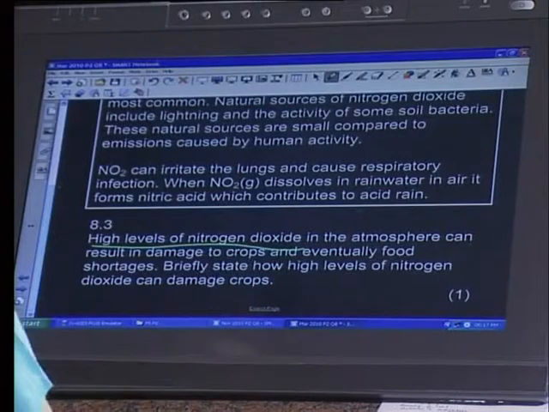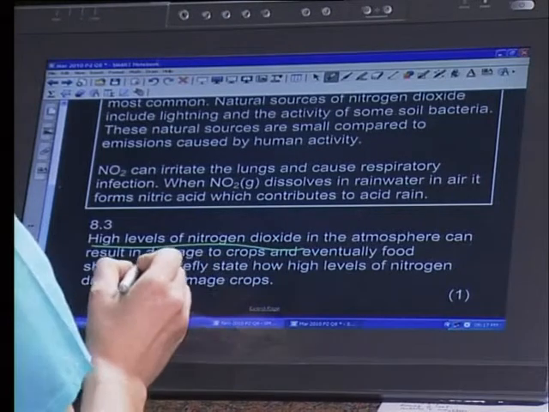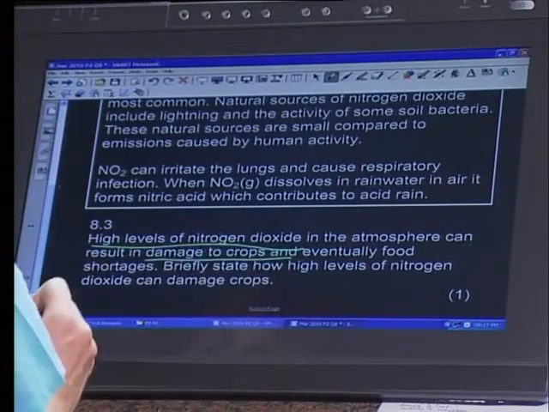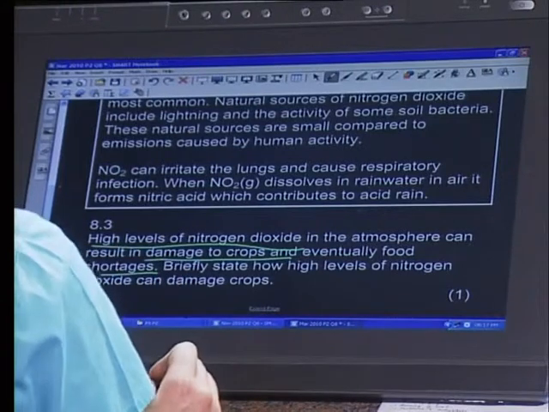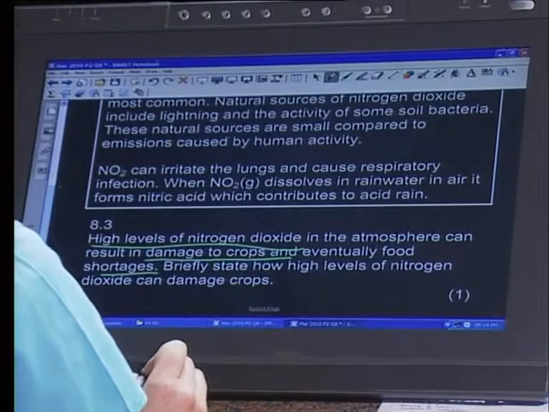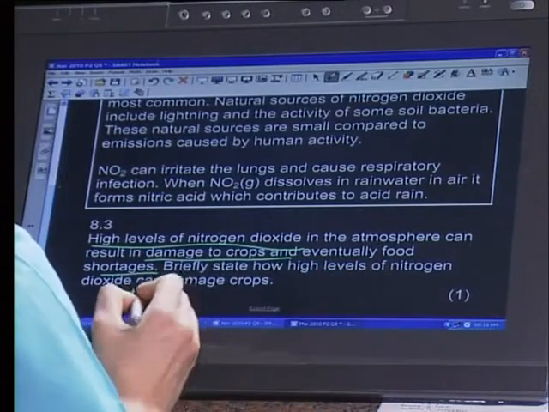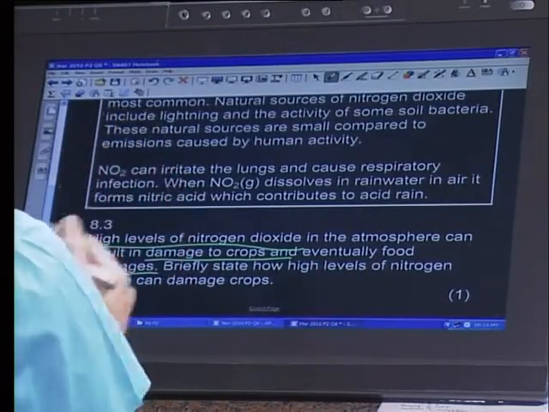Yeah. Absolutely. Okay, question 8.3. Now they tell us that high levels of nitrogen dioxide in the atmosphere can result in damage to crops and eventually food shortages. Try and say that. All right, briefly state how high levels of nitrogen oxide can damage these crops.